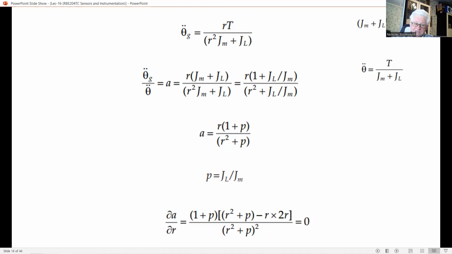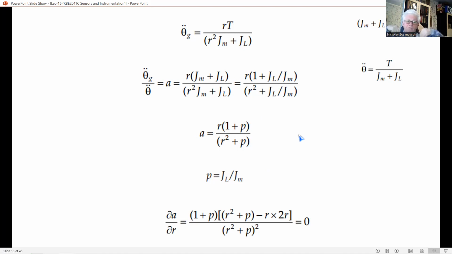We get the transmitted acceleration ratio as A here, where P is simply J sub L over J sub M. And from this, note that when R equals 0, and for any very large values of R, A comes to 0.